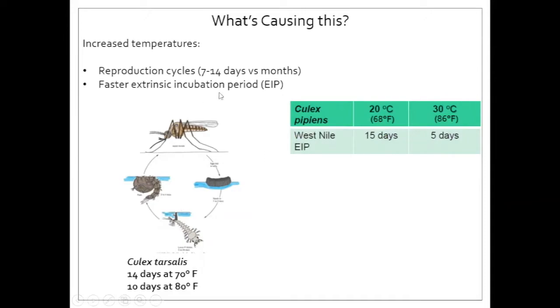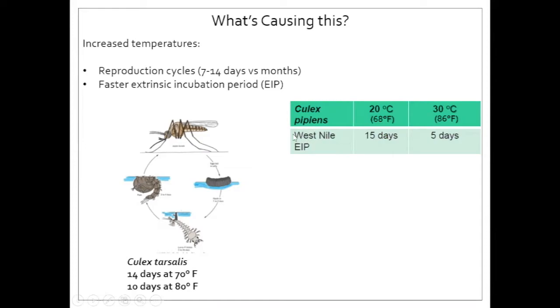I'm not going to spend a lot of time on what exactly this is, but there's something called the extrinsic incubation period. What you can think of this is basically how long it takes a mosquito from consuming an infected blood meal to then becoming infectious and spreading that virus. It's not like a mosquito can just take infected blood and then bite something right away and spread that disease. It takes some time for that mosquito to become infectious.